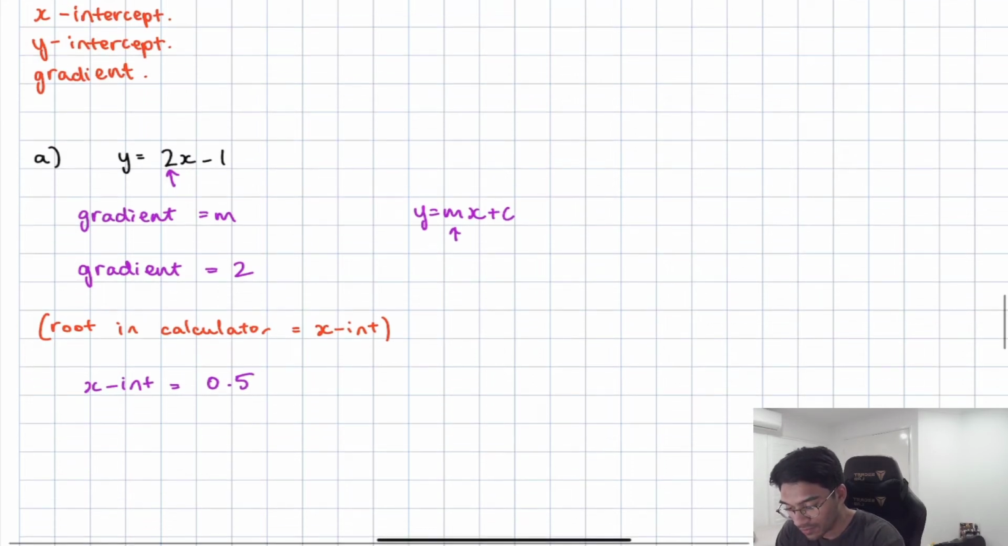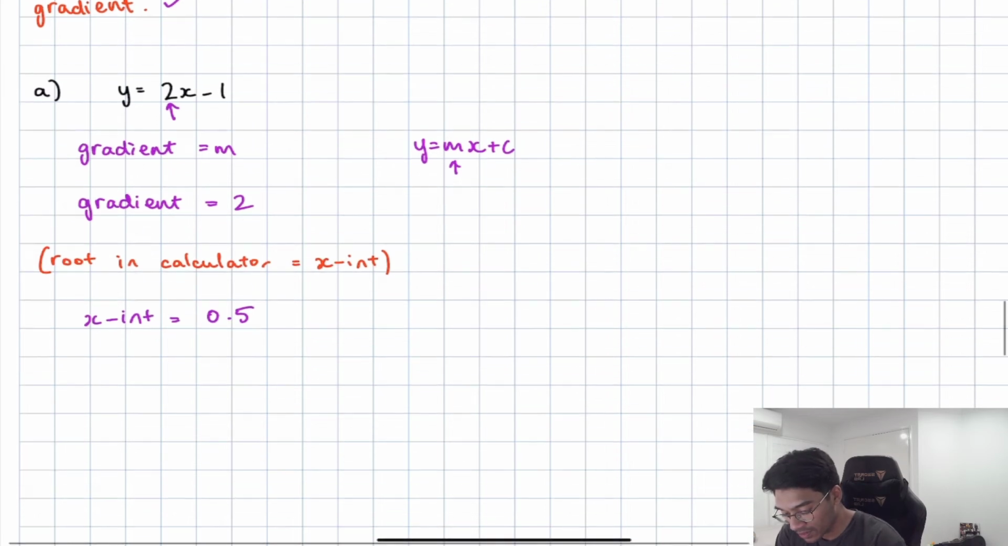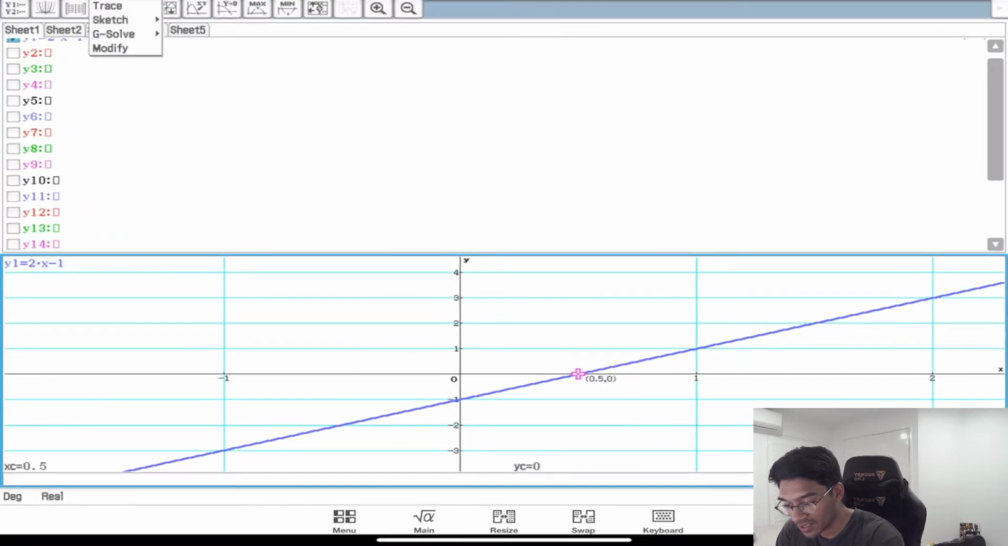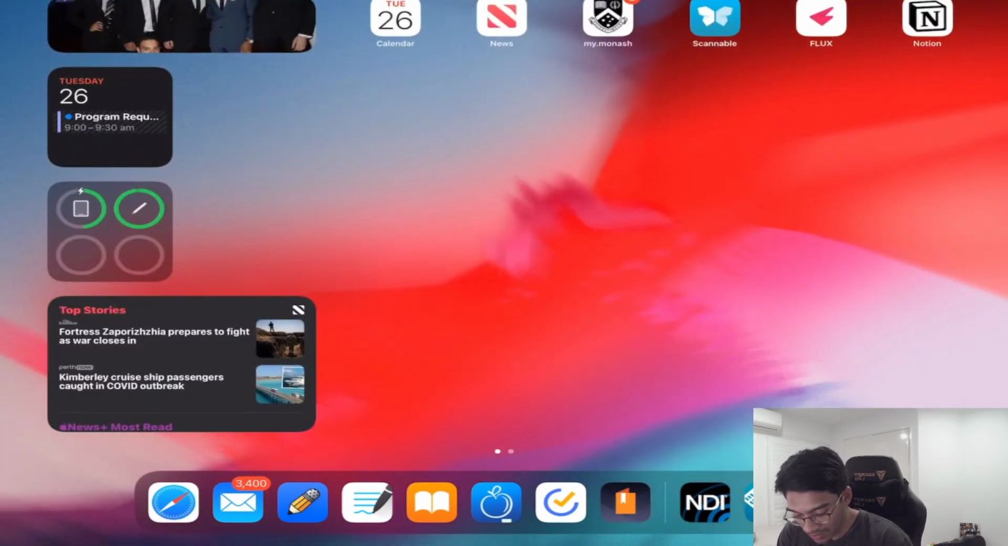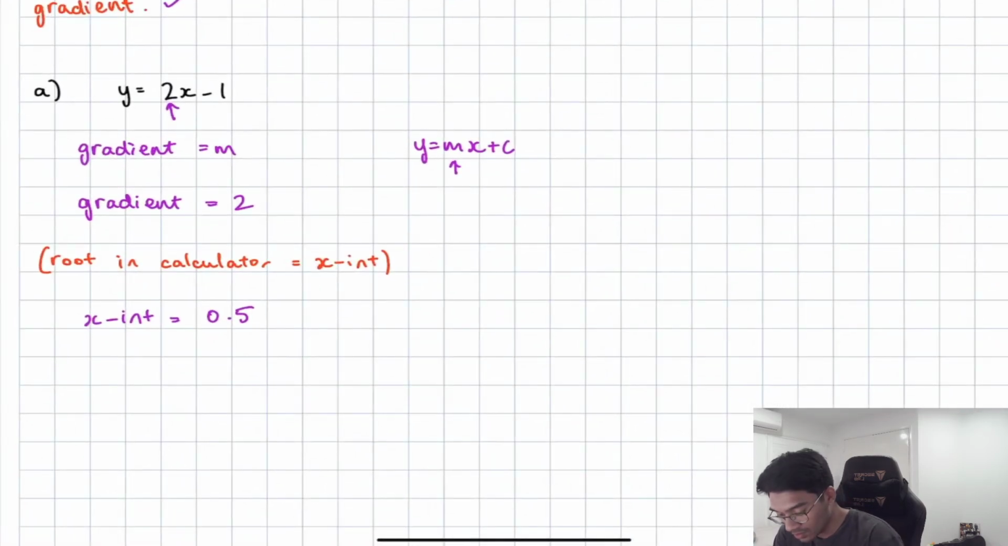And now I've done my x-intercept and my gradient, so I want to find my y-intercept. I'll go back to that one. If I click on analysis again, G-solve, and then y-intercept, it'll give me that. I can see here that y is equal to -1 when x is equal to 0, so I know where to go. There we go. My y-intercept is equal to -1.